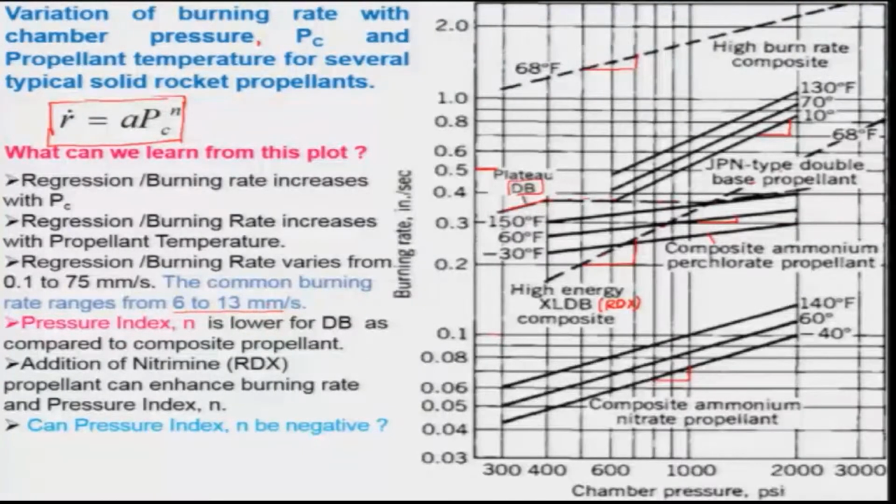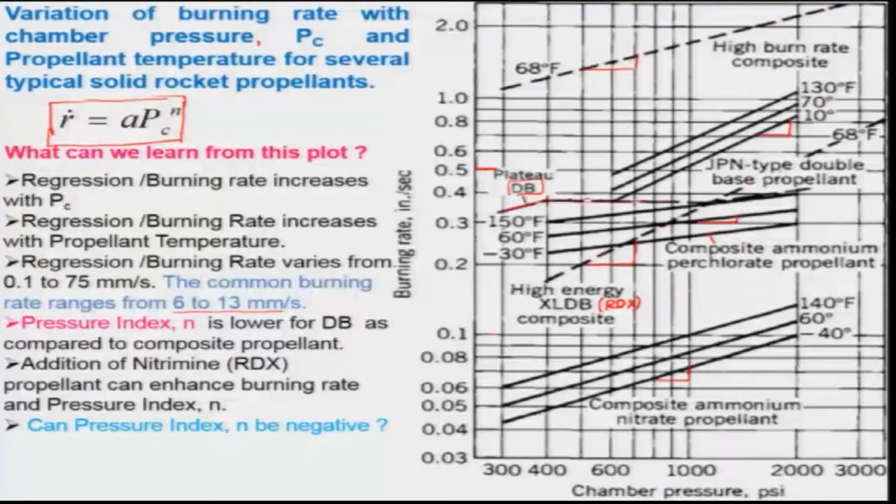And the pressure index n is lower for double base as compared to composite propellant. Keep in mind, it is not shown here. The JPN is a mixture of these propellants, but you can see the slope in the double base propellant is very low. With such low n values, it may be subjected to instability, or it may extinguish at a certain low pressure. Addition of nitramine RDX to the propellant can enhance the burning rate and the pressure index that we have seen. The burning rate has been enhanced quite a bit, and so also the pressure index.